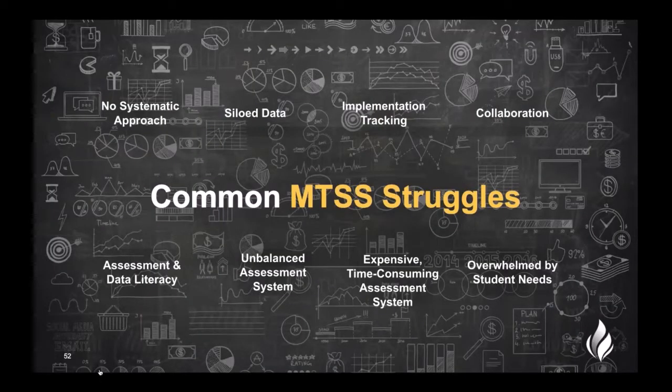So these are typically the struggles that we observe schools having, and the tools that we have at Illuminate specifically help with each of these. Especially the de-siloing of data, helping to support a systematic approach, being able to track your implementation efforts, gives you the tools you need for collaboration. You can use the assessments that we have to make a more balanced assessment system, so that all the data points that we have aren't so overwhelming.